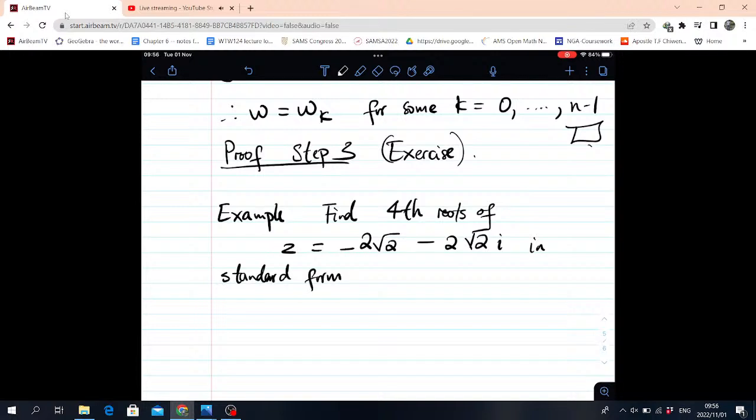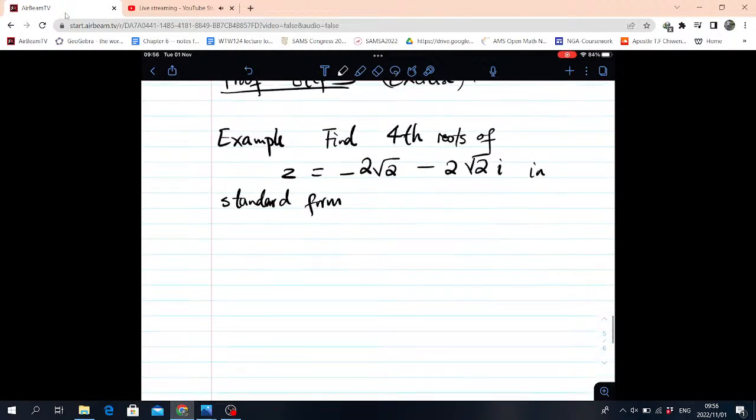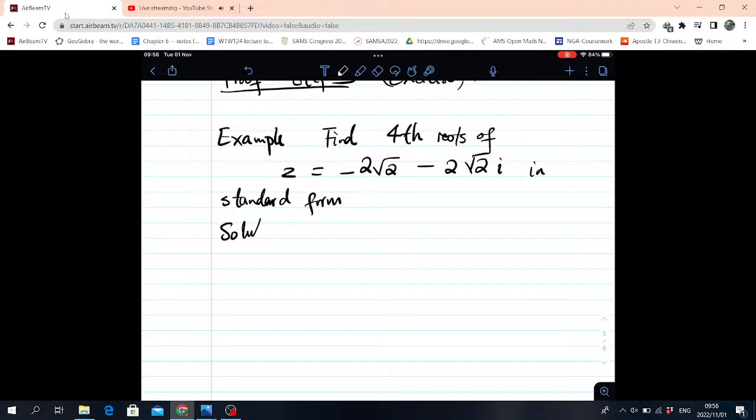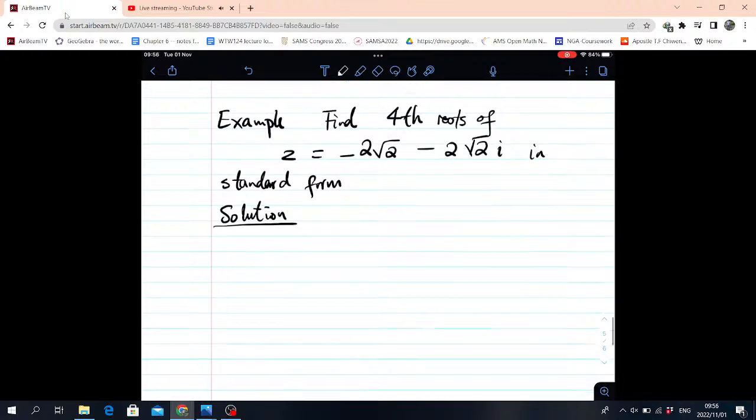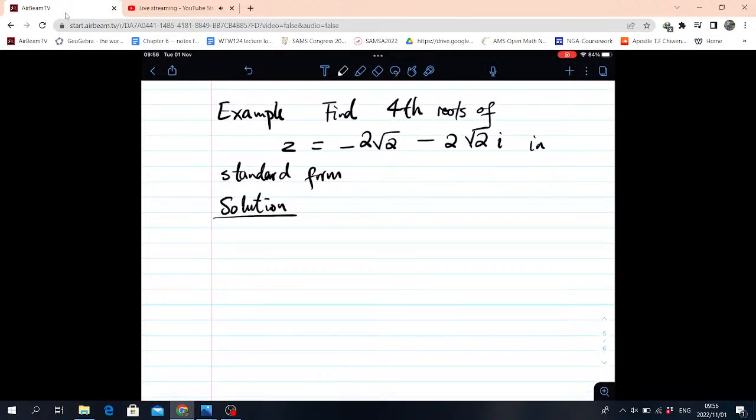There's a similar question in the textbook, but it's not exactly this one. So you can go and check out the one in the textbook, but we are going to do a different one here. So let's look at the solution. What we want is to write z in polar form first. Sorry about that, not standard form. It's already in standard form in this case.